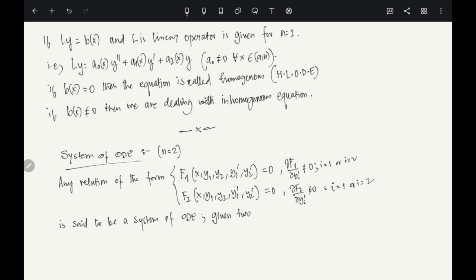Given two unknown functions, what I mean by this is basically you have two unknown functions y1 and y2 from a,b to R. So anyways, we are dealing with ODEs only. It is just ordinary differential equations, but here it is not even one equation now, it's two equations. Okay. So let's look at one example.